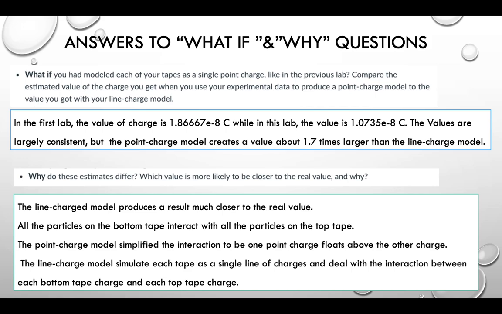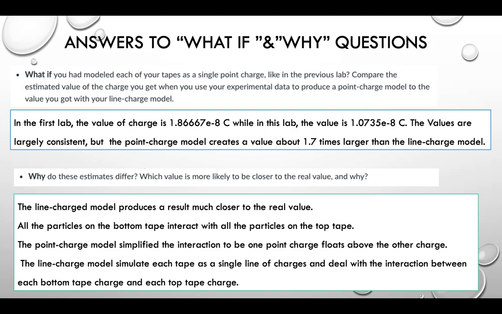Here's my answer to the what-if and why questions. First, what is the difference between the point charge model and the line charge model? In the first lab, the charge in the point charge model is 1.87e-8 coulombs, while in this lab, the value is 1.07e-8 coulombs. The values of the two labs are largely consistent, but the point charge model gives a value about 1.7 times larger than the line charge model.